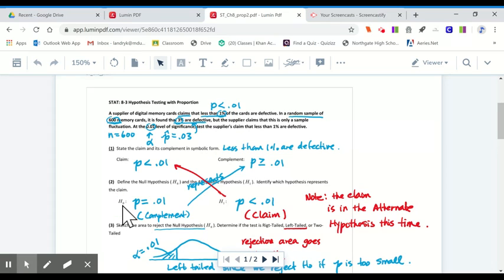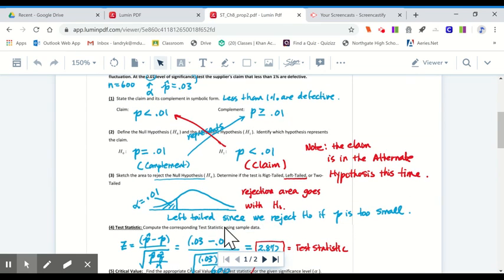So then the null hypothesis is always equal to, and because it is equal to, if P is equal to 0.01, that proves the complement is true. So we're going to say this represents the complement, which means the alternate hypothesis represents the claim. So the claim goes in the alternate and the complement goes in the null. So this is opposite of what we've been doing so far.